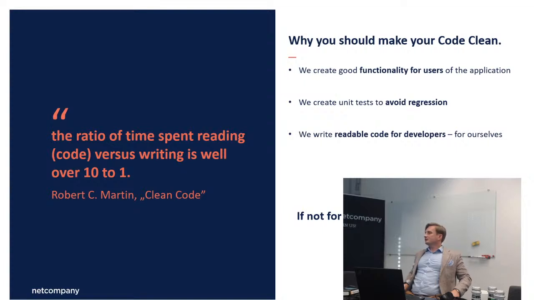Robert C. Martin in the book says himself that the ratio of time spent reading code versus writing is about 10 to 1. So we write a lot less code than we read. And as I said, we create code mostly for developers because we create functionality for the users. Unit tests we create also for developers, but mainly to avoid regression. But readable code is for developers. It's for you and for the team. So it's really good practice, and it makes your life easier, and it hopefully makes people like you more.